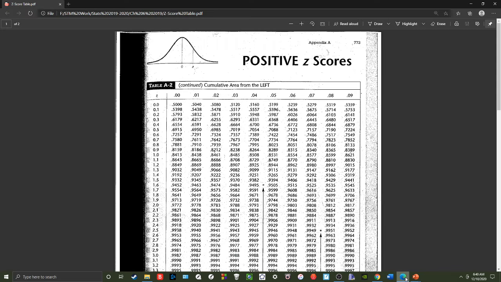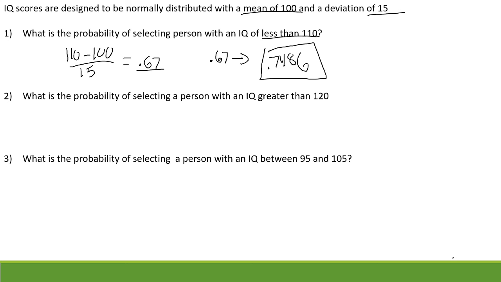Let me just check that here to make sure I saw my table right. 0.7486. Right, yeah. So, a decent chunk of the population has an IQ of less than 110. All right. What if I want bigger than 120? Okay, so once again, we need to find our z-score. 120 minus 100 over 15, which would be 20 over 15, which is 1.33, which is just twice this number.